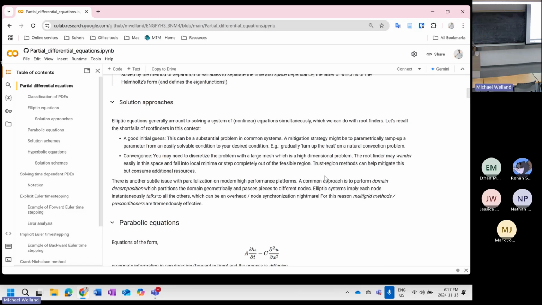The other problem is convergence, especially with high dimensional problems. This is where your root finder, which is basically looking for the answer, right? Well, now you have a mountain that has 1,000 dimensions or 1,000,000 dimensions that you can choose. It can get wacky. There is a subtle issue which has really emerged when you talk about parallelization on multiple computer systems.